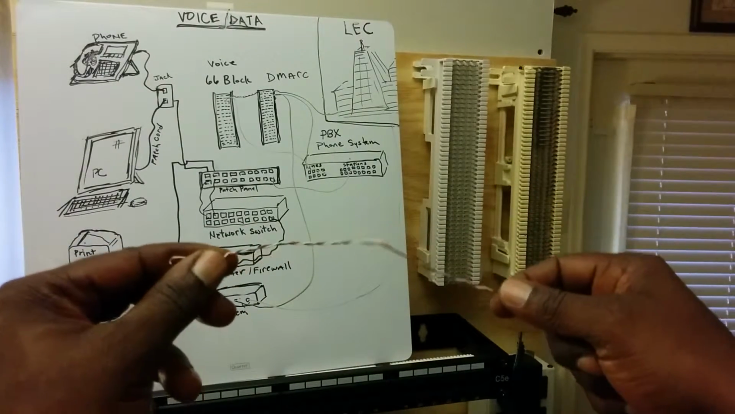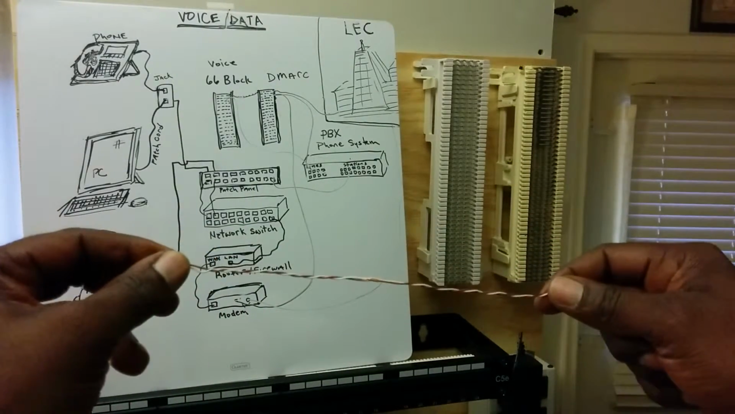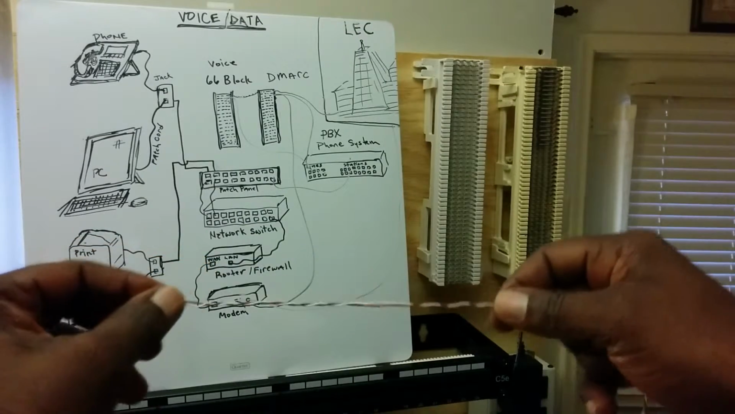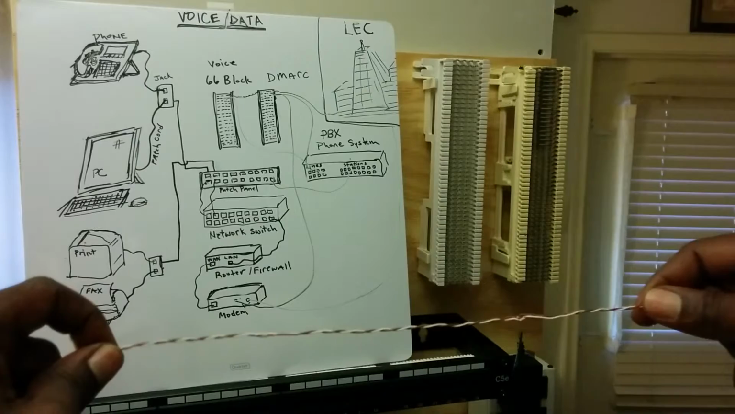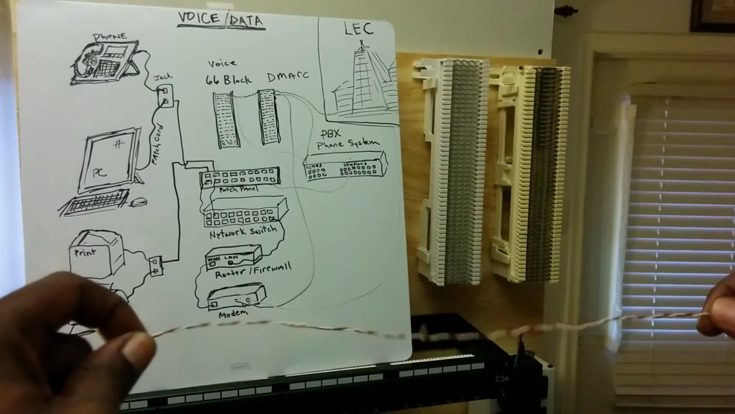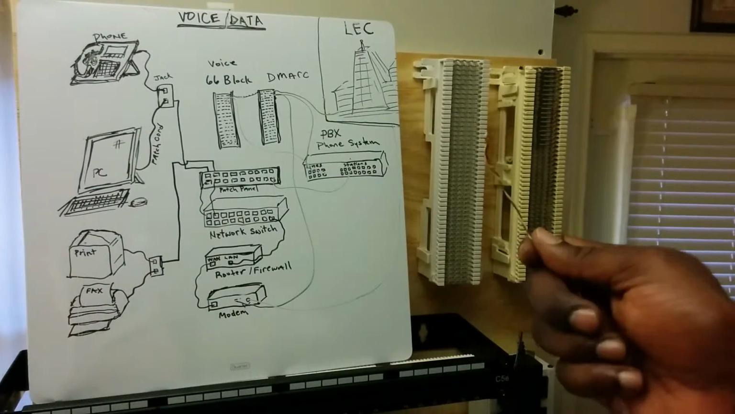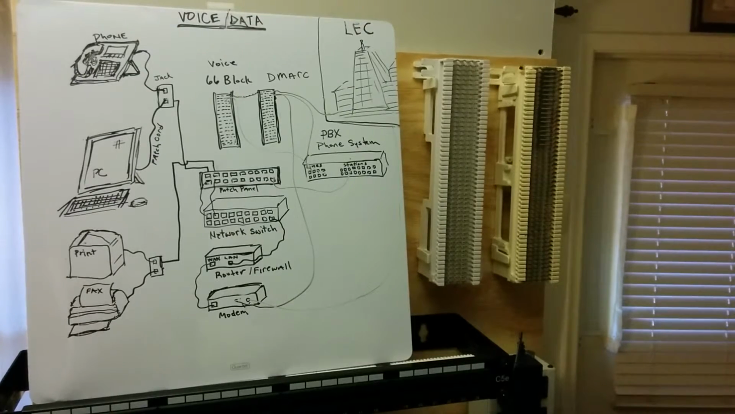This one happens to be white and brown. A common thing you'll see is white and blue, or white and orange, different colors. They all do the same thing. It's cross connect, and it has different colors. And we're going to go over color code in a later video.